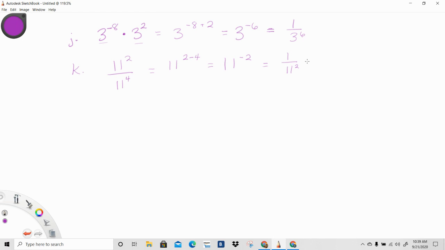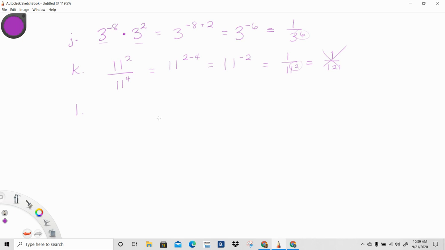If they wanted you to write it all the way out, you could put that into your calculator and you would get 1 over 121. Right now, guys, I'm more interested in making sure that you're getting these exponents right. So you do not need to work them out all the way.